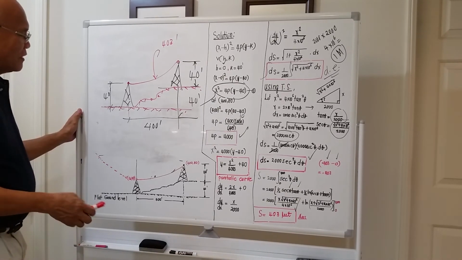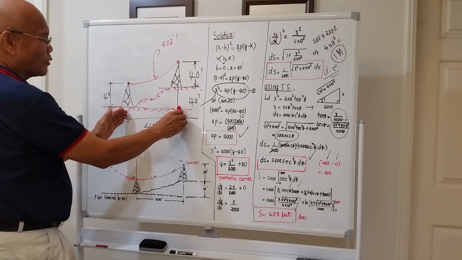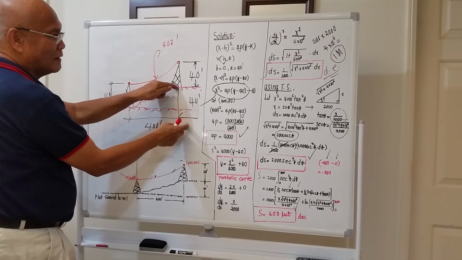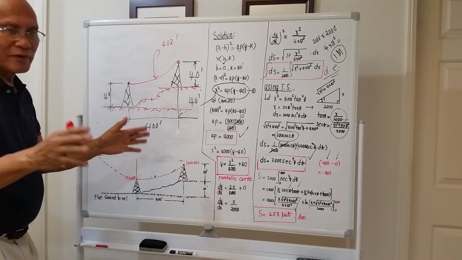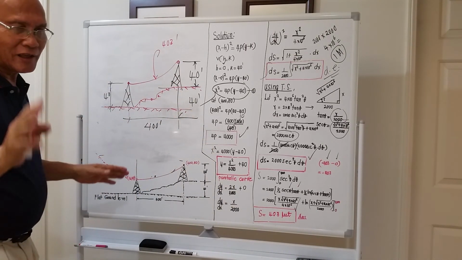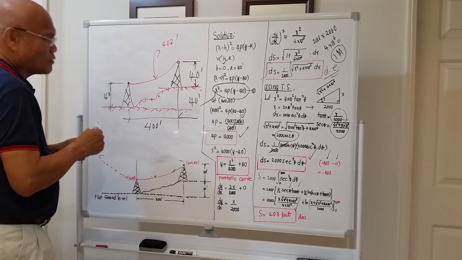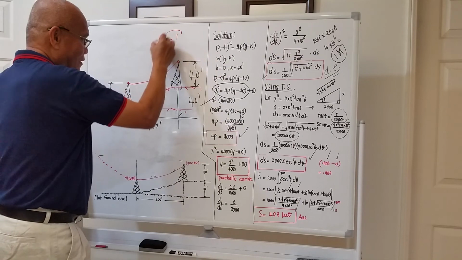So if you are the project engineer, you know that the distance between them is 400, the height is 40 feet, the other one is 40 feet higher. Your boss will be asking what will be the total length cable needed to erect from first tower to the second tower. Approximately, theoretically, it is 403 feet.